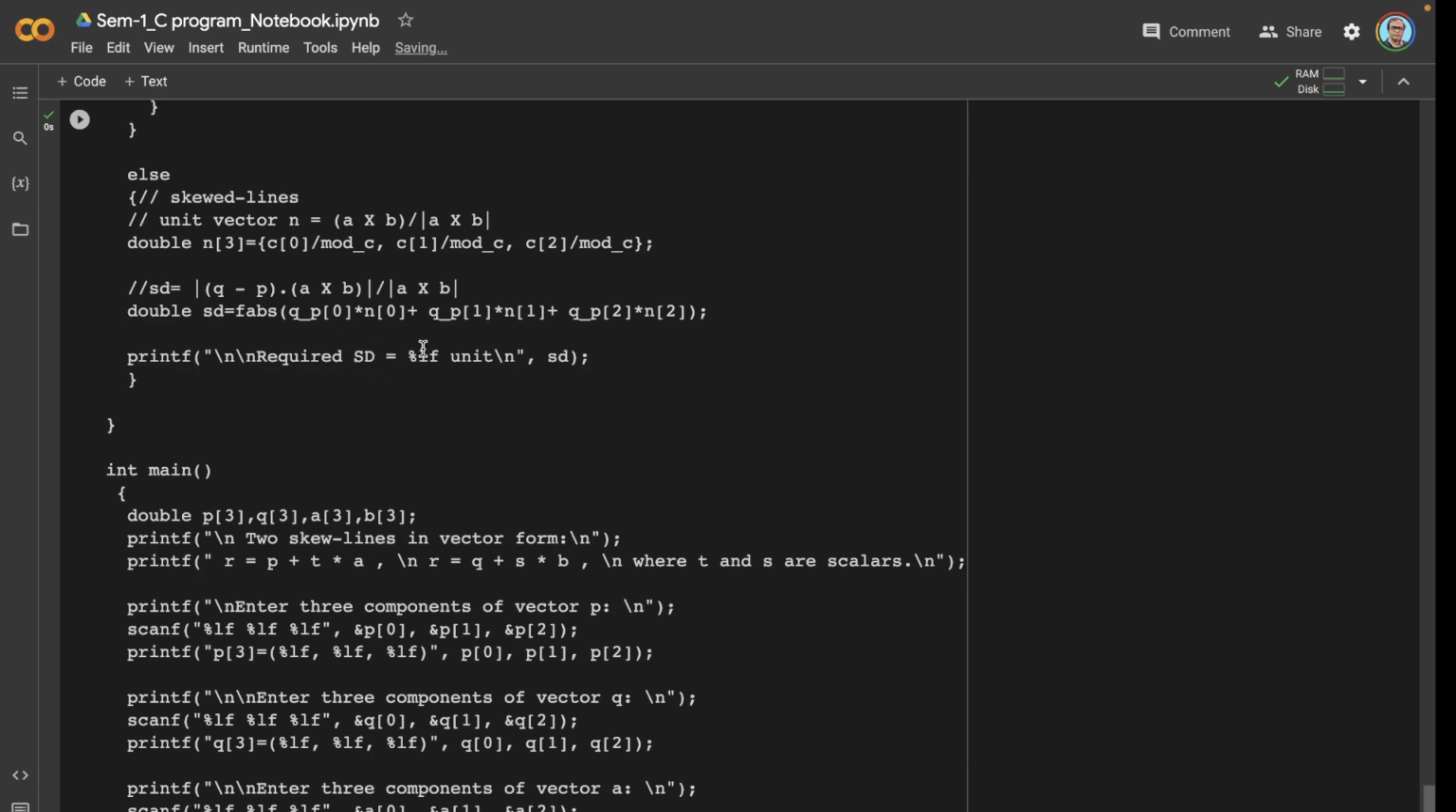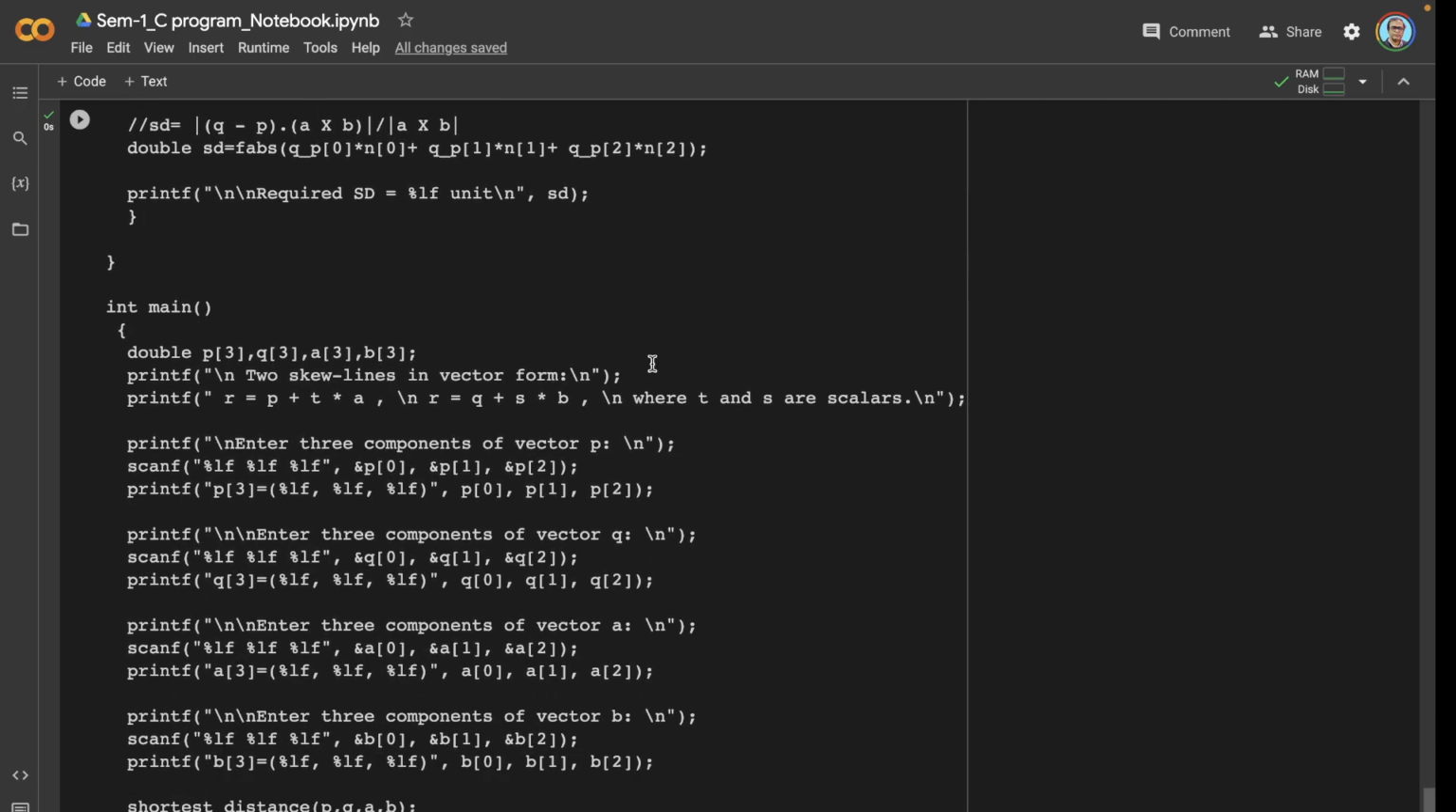Actually, dot means the scalar quantity. So abs means the modulus value of this. So it is correct.